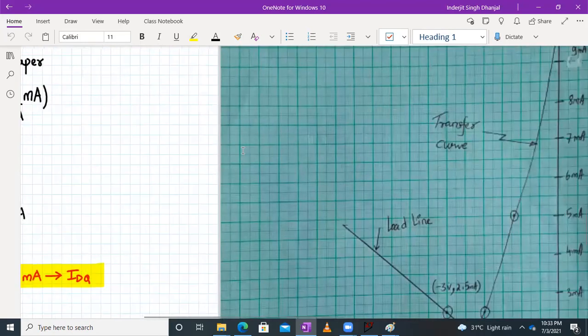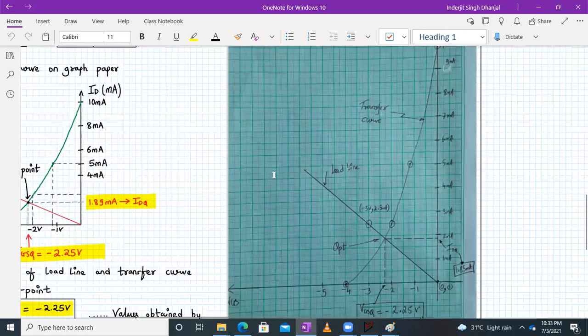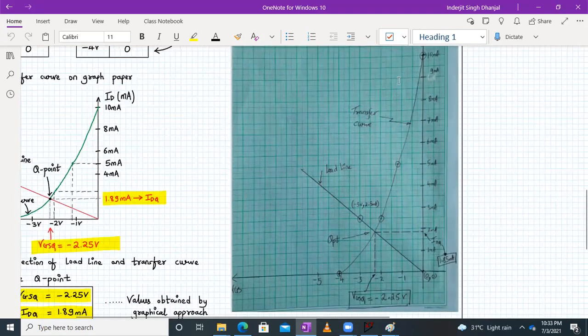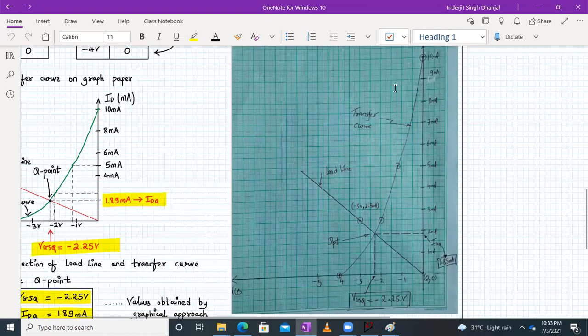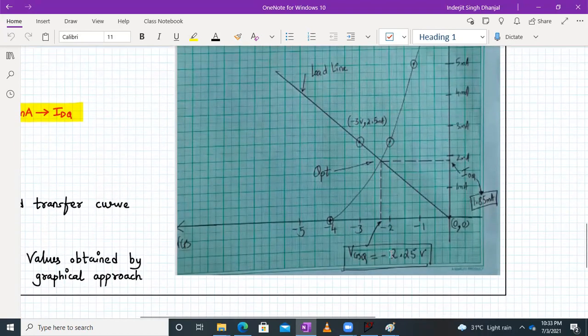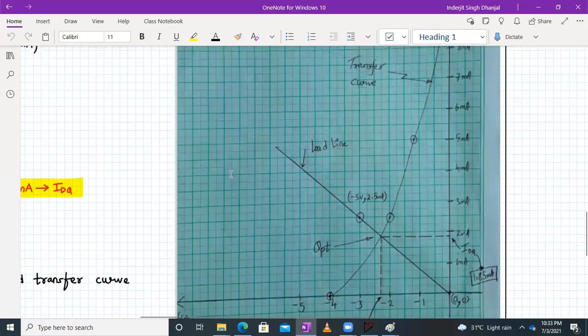Now I'll showcase how it looks on a graph paper. So this is how the plot looks on a graph paper if you take it to scale. You plot the transfer curve and the DC load line, and the intersection will give us the Q point: minus 2.25 and 1.89.